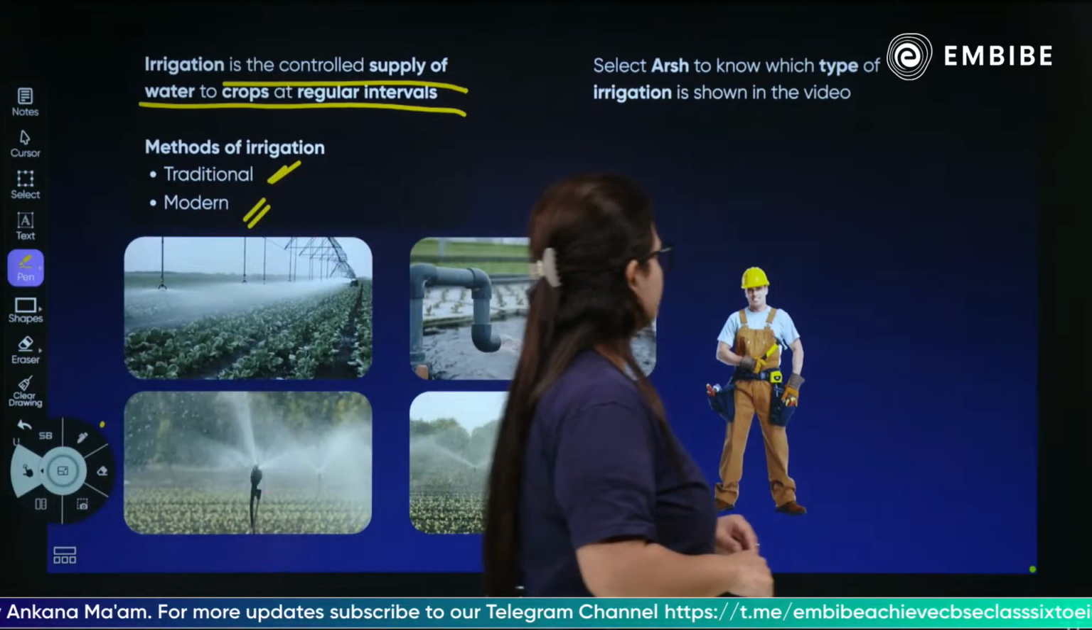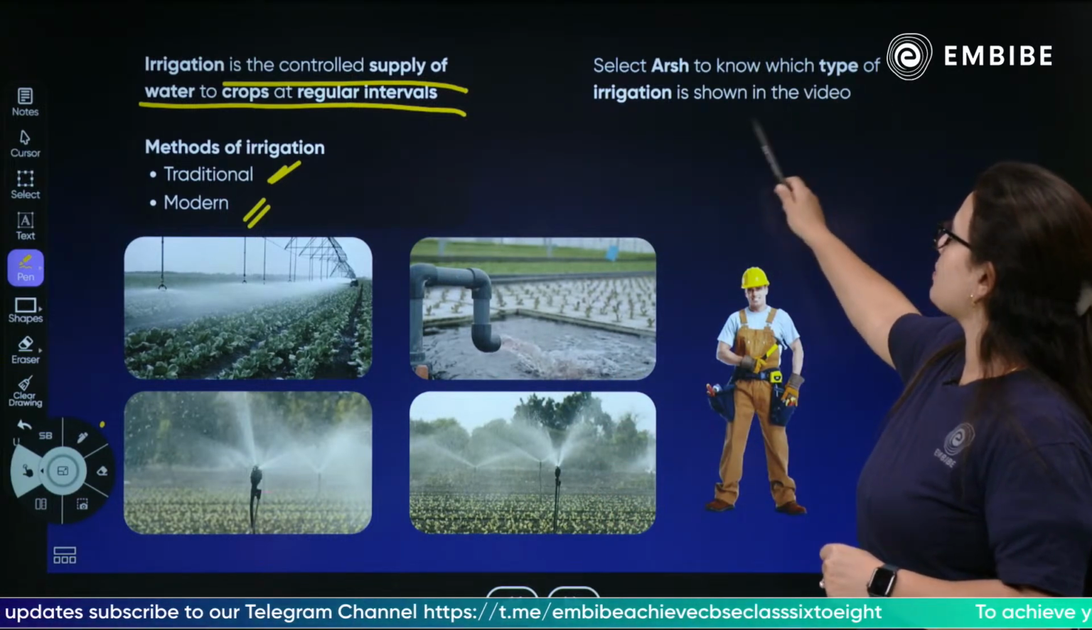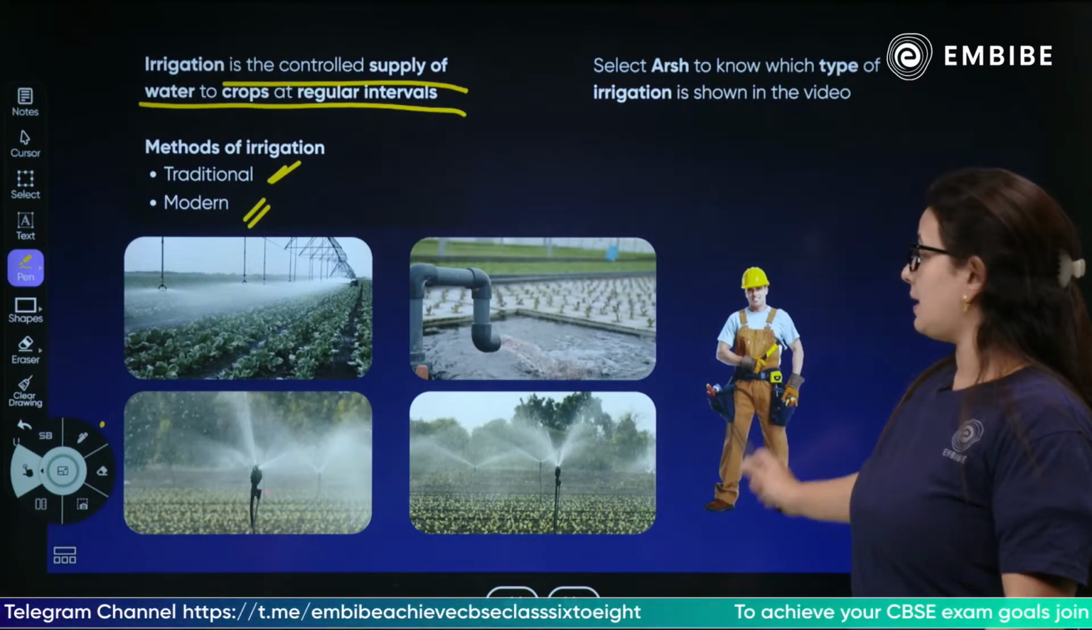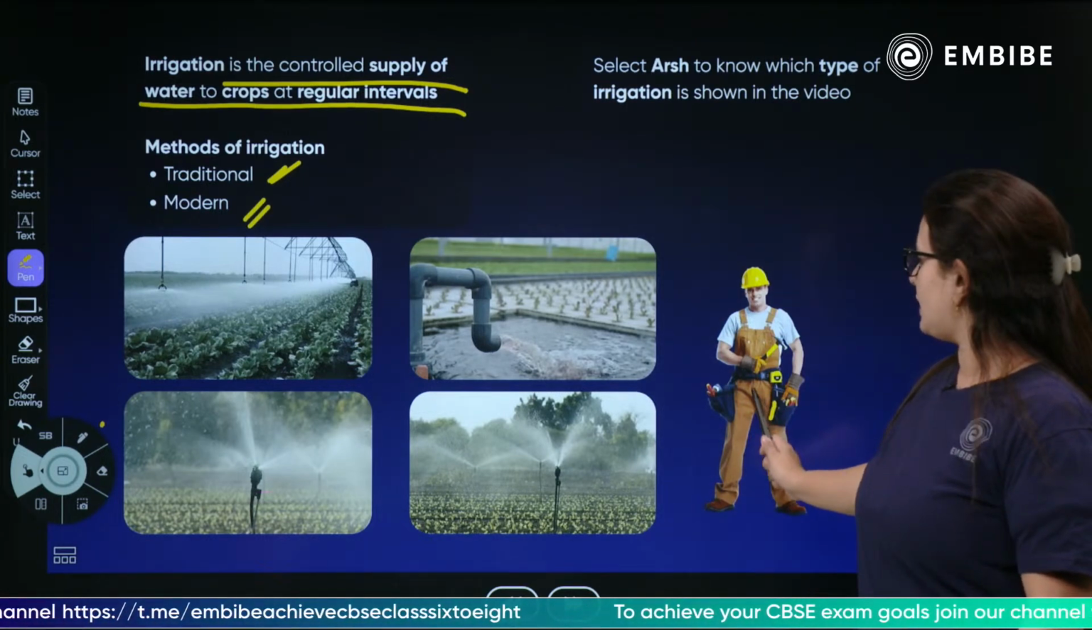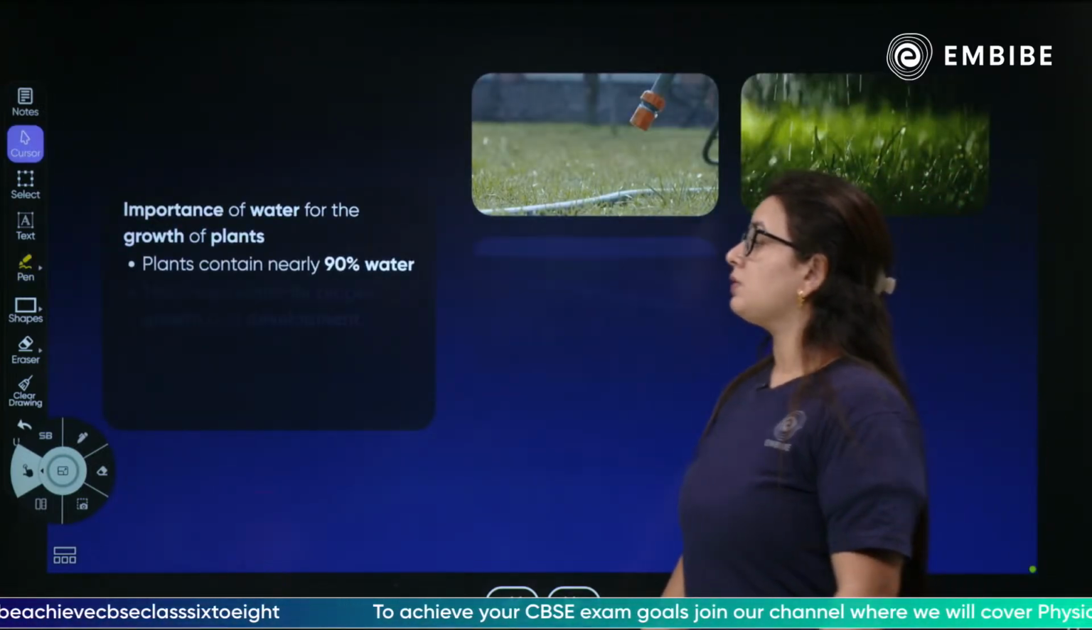Is it clear? Yes, we're going to select the hash and know which type of irrigation is shown in the video. Yes, we're going to discuss them. Is it clear now? Moving forward, next we have the importance of water.